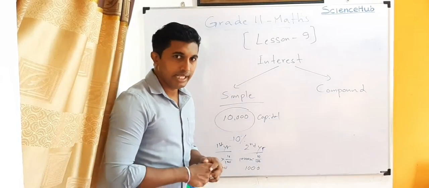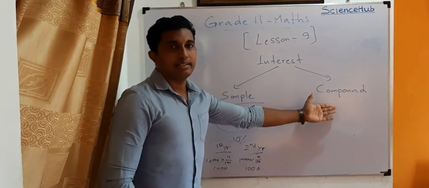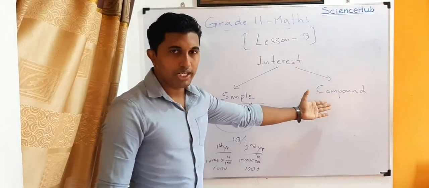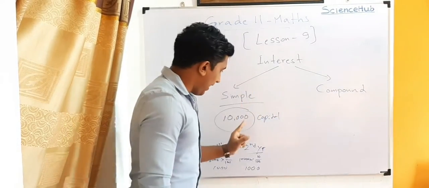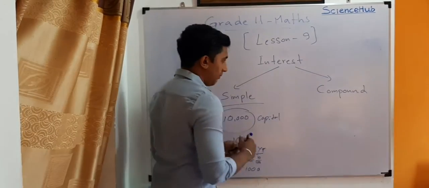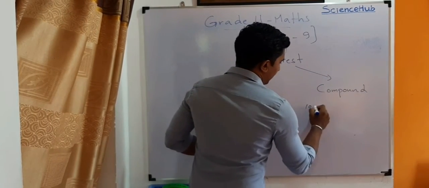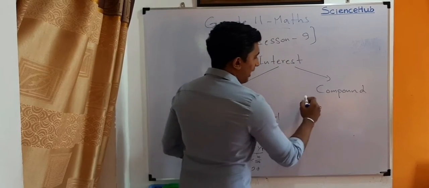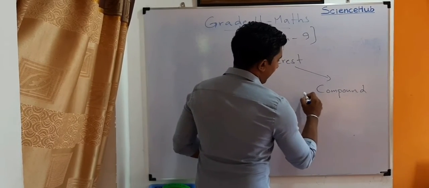Then what is the difference in compound interest? We can take the same example here. The capital is 10,000 and the interest is 10%.